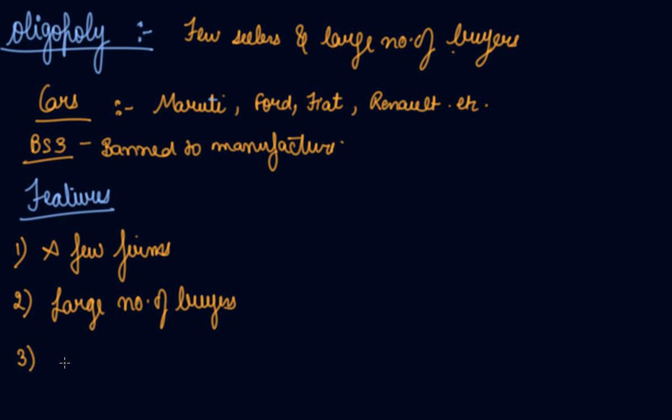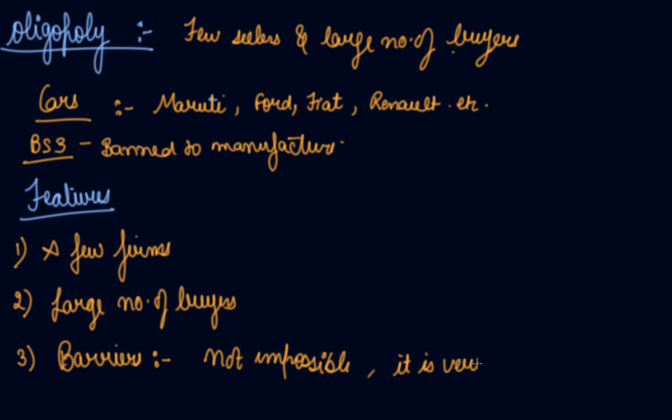The third one is barriers. See, if you want to come up with a new firm in the automobile industry, it is not impossible, but it is very difficult. So there are barriers to the entry or exit of firms in the market. The fourth we have is a high degree of interdependence.